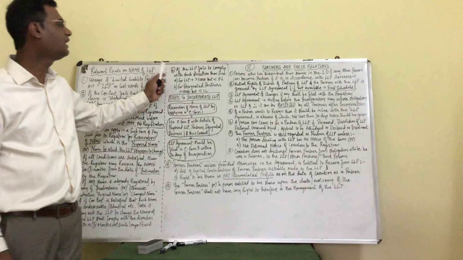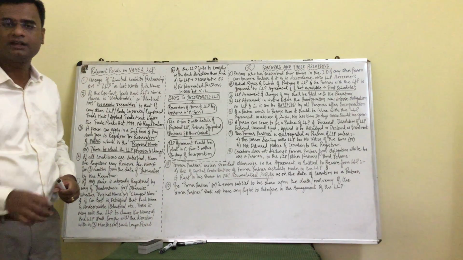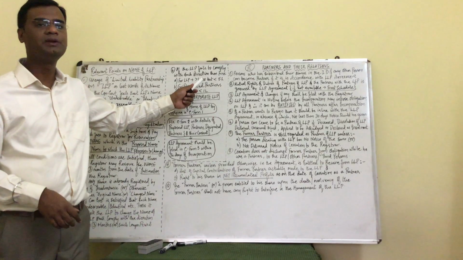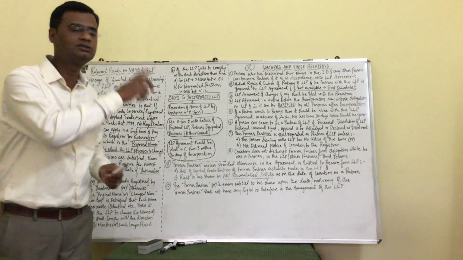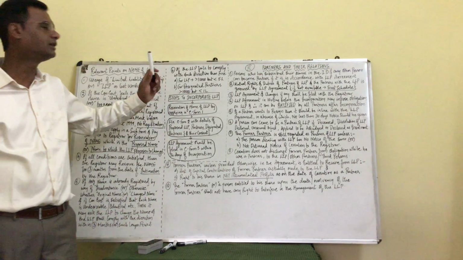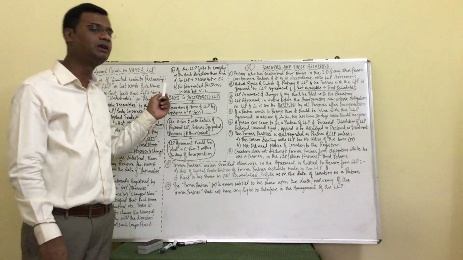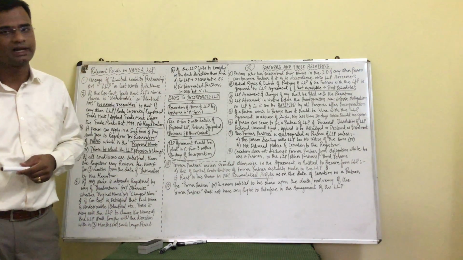6th point says, if the LLP fails to comply with such direction, then there shall be a fine that will be levied on the LLP, which will be greater than 10,000 but lesser than 5 lakhs, and on the partners of the LLP, including the designated partners, that is, on the designated partners precisely, the fine shall be greater than 10,000 but it shall not exceed 1 lakh.